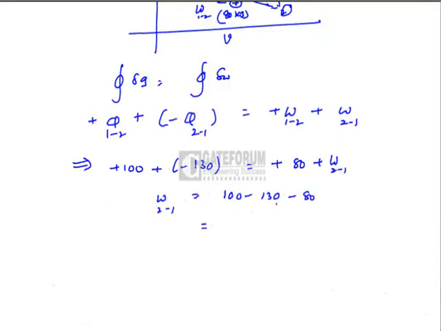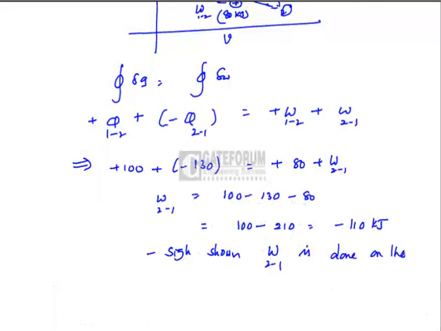The answer would be 100 minus 210. It becomes minus 110 kilojoules. Minus sign shows that W2 to 1 is done on the system, like compression work.